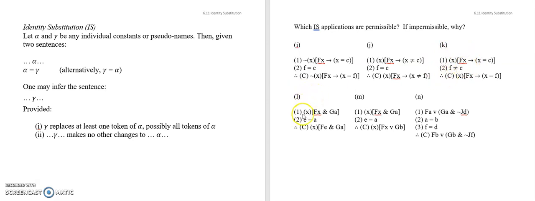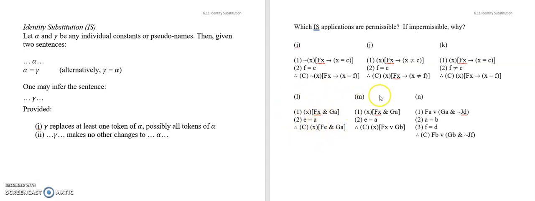Okay, let's take a look at L, for all X. Let's go ahead and try this. This would be impermissible, okay? You're not allowed to do this. First of all, replacing the X with E is impermissible because alpha and gamma, what you replace with, have to be individual constants or pseudonames. That is to say, they cannot be individual variables. So that is prohibited. That's exactly what's going on here, so there are not multiple problems. The problem is that you're replacing an individual variable, and that's not allowed. You have to be replacing an individual constant or a pseudonym. Okay, so impermissible, do not do it.